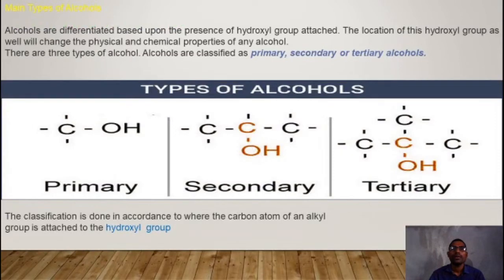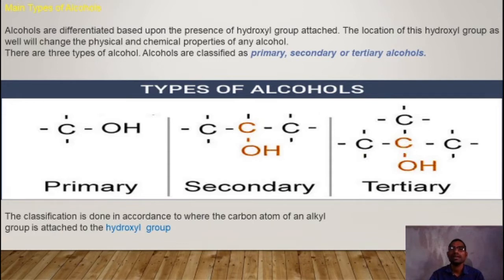Now we see the types of alcohols. Alcohols are differentiated based upon the position of the hydroxyl group attached. The location of this hydroxyl group will change the physical and chemical properties of any alcohol. There are three types of alcohol: primary, secondary, and tertiary alcohols. Here you can see in the image, in primary alcohol, OH is attached to one carbon atom. In secondary, the hydroxylic carbon is attached to two other carbon atoms. In tertiary, the hydroxylic carbon atom is attached to three other carbon atoms.